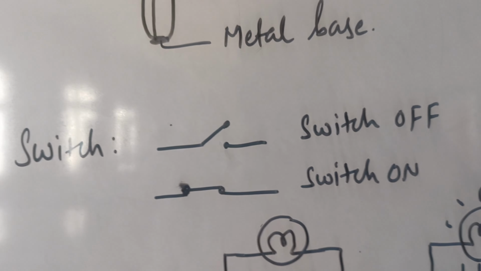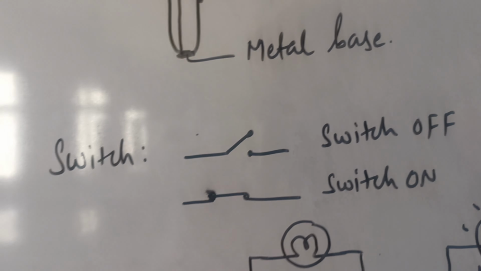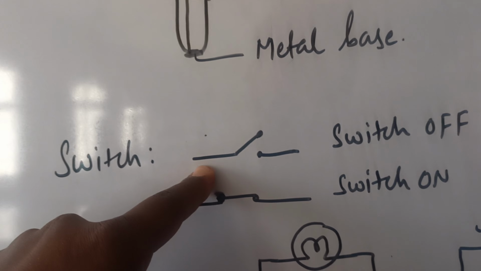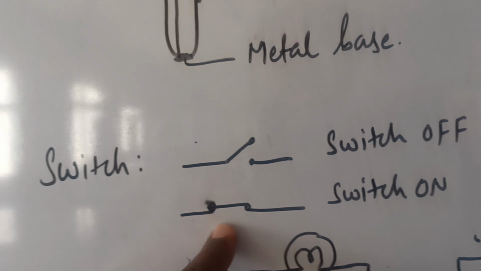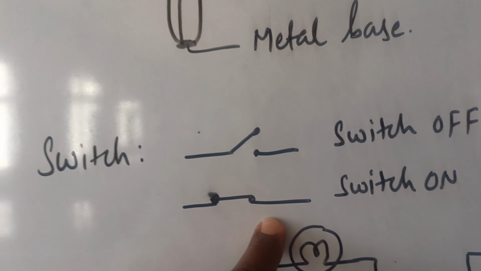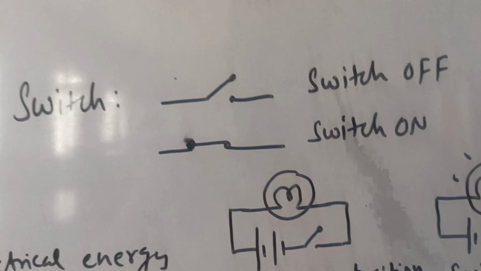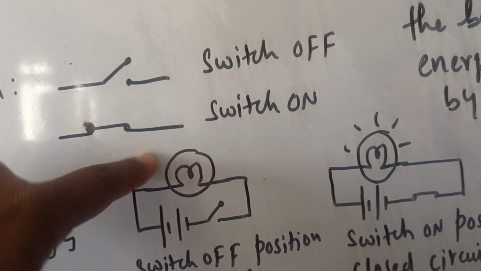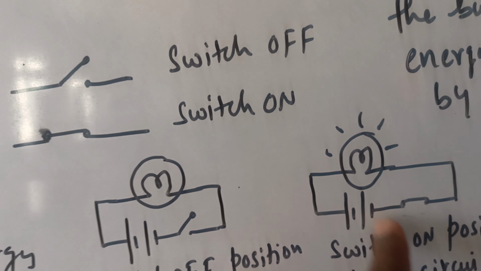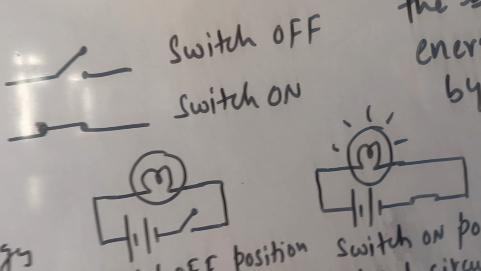Sixth class, electricity and circuits. So we will study about switch. Switch is a device which can open the circuit and close the circuit. When the circuit is switched on, meaning it is a closed circuit, then the electricity will flow. This is an open circuit, the bulb is not glowing. Here this is a closed circuit, the bulb is glowing.